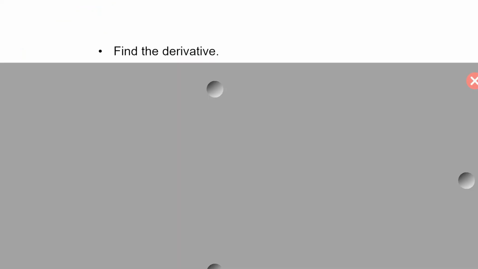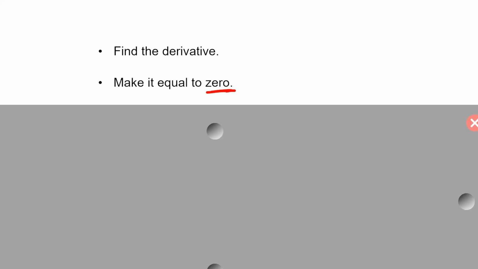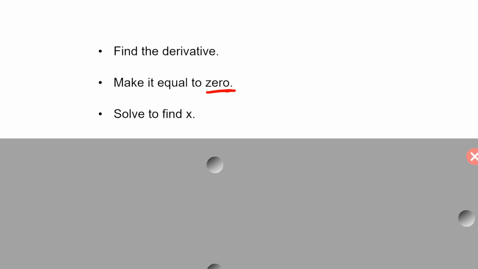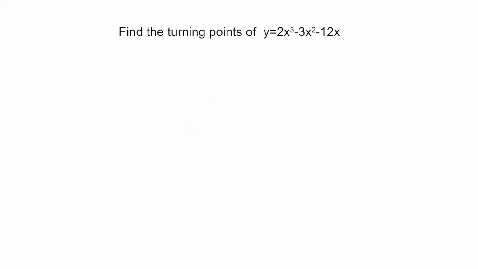Well, we find the derivative, because the derivative gives us our gradient. When we differentiate our graph, that is the gradient of our graph at any given point. Now we want to find where it equals 0. So we're going to make it equal to 0. We're then going to solve for the x bit, and we're going to substitute this x value into our y to find out our full coordinate. So let's look at an example.